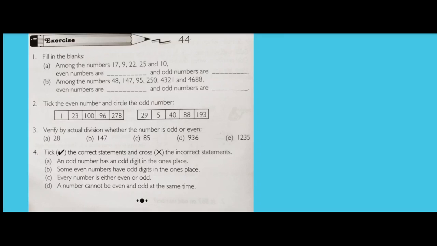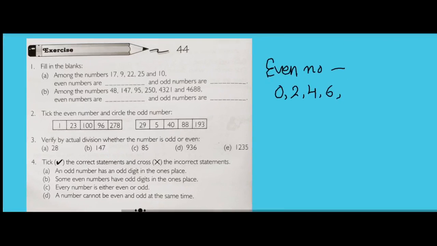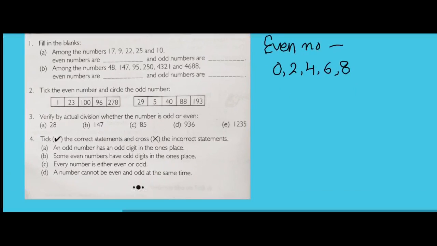So in 1 and 2 you have to verify odd and even numbers by looking at the numbers. Let me first write what even numbers are. Even numbers end with 0, 2, 4, 6, 8 and are directly divisible by 2. Now let me write what odd numbers are. Odd numbers have 1, 3, 5, 7 and 9 in the ones digit.